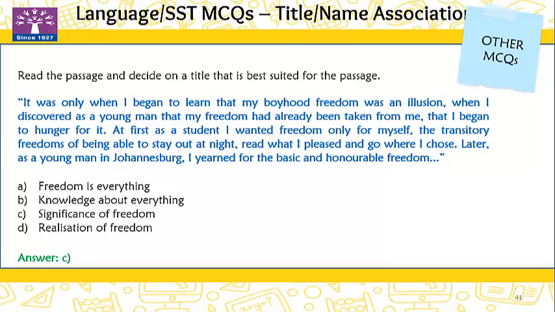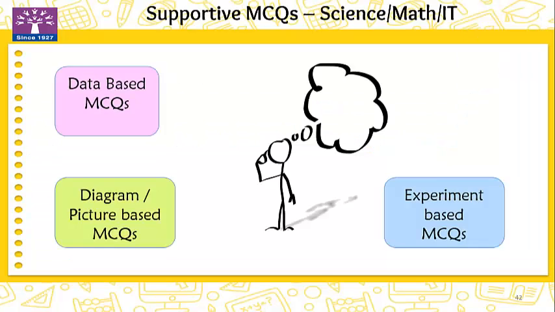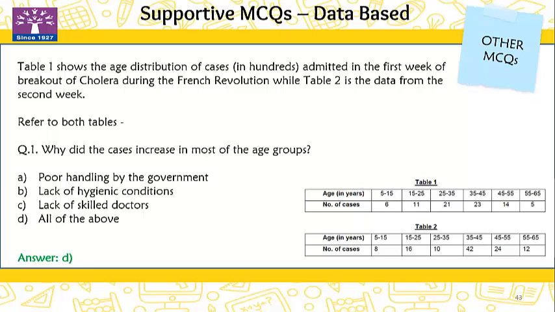Now, these are some MCQ types that can be designed for social science and languages. Let's look at what can be designed for science, math and computers. These are supportive MCQs as they are supported by a resource that the students have to explore to answer the MCQ. These MCQ designs are appropriate for science, math and IT because they include data-based MCQs, diagram or picture-based MCQs, or experiment-based MCQs. Let's look at data-based MCQs.